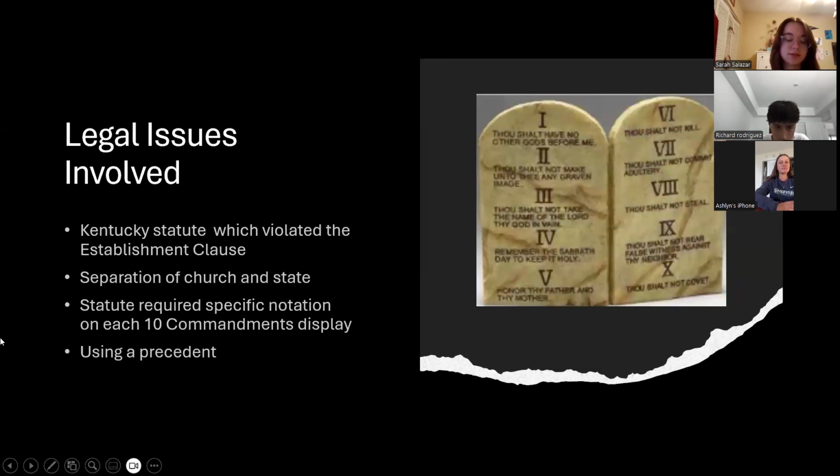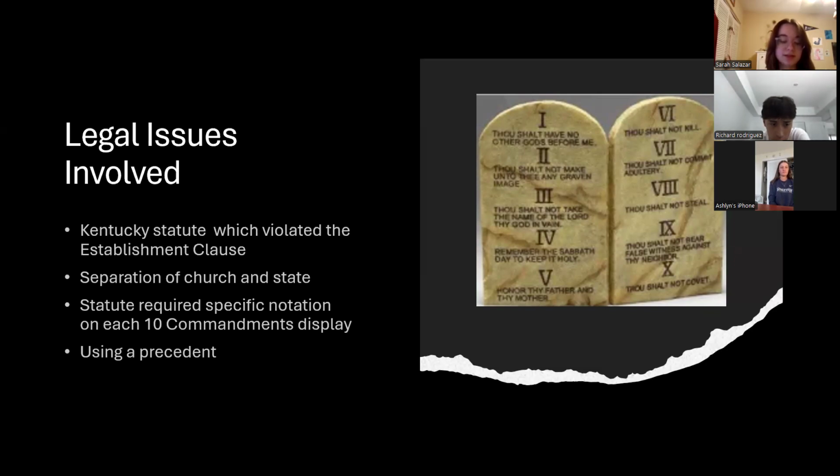So there is one main legal issue with this case, and that is because it violated the Establishment Clause. And the Establishment Clause is found in the First Amendment of the Constitution, and it states that Congress shall make no law respecting an establishment of religion, or prohibiting the free exercise thereof, or abridging the freedom of speech, or of the press, or of the right of the people peacefully to assemble, and to petition the government for a redress of grievances. So essentially, this means that the government cannot favor any one specific religion or establish any official religion, which is what the term separation of church and state refers to.